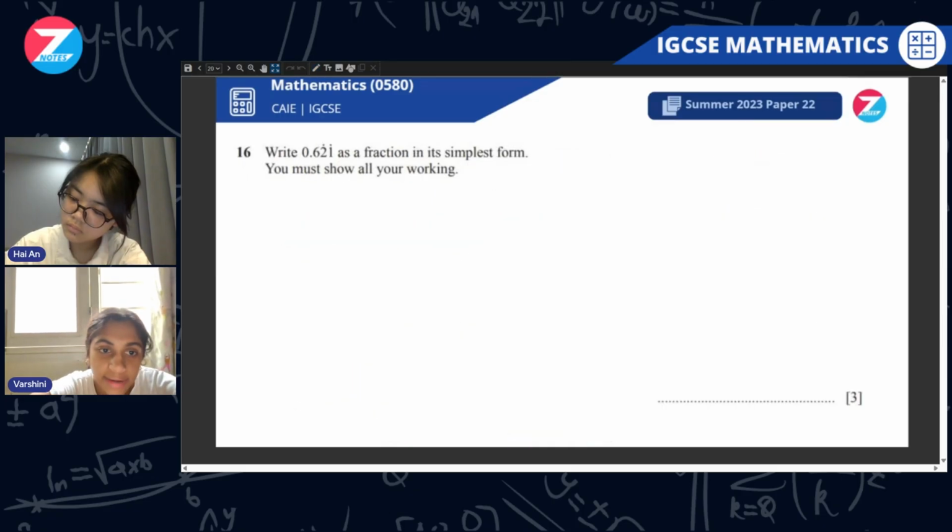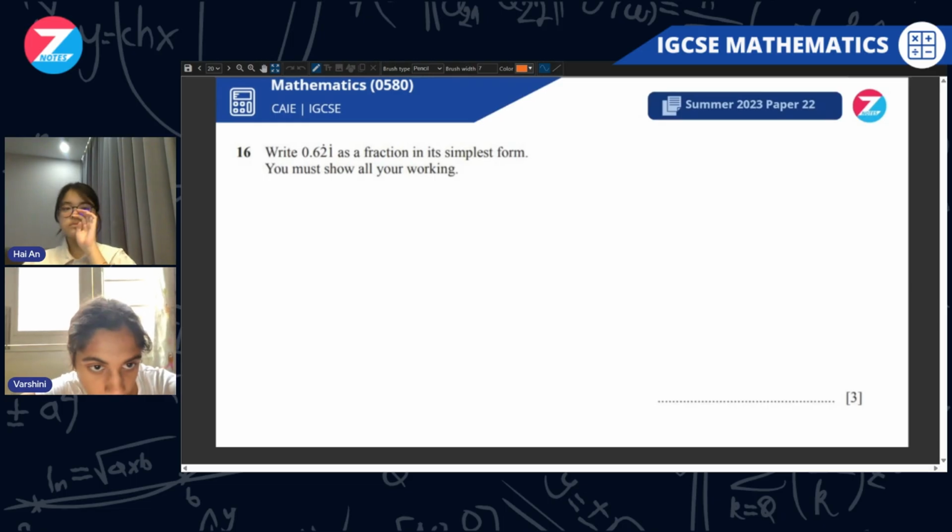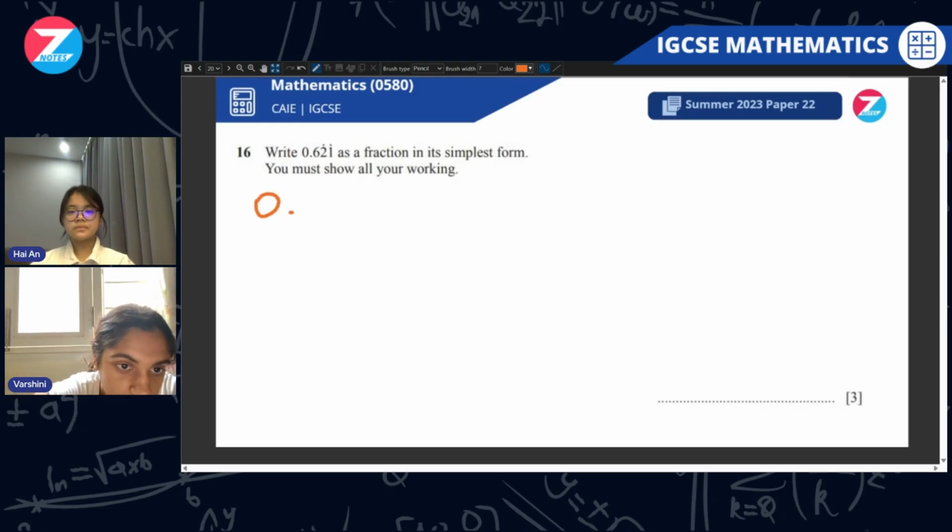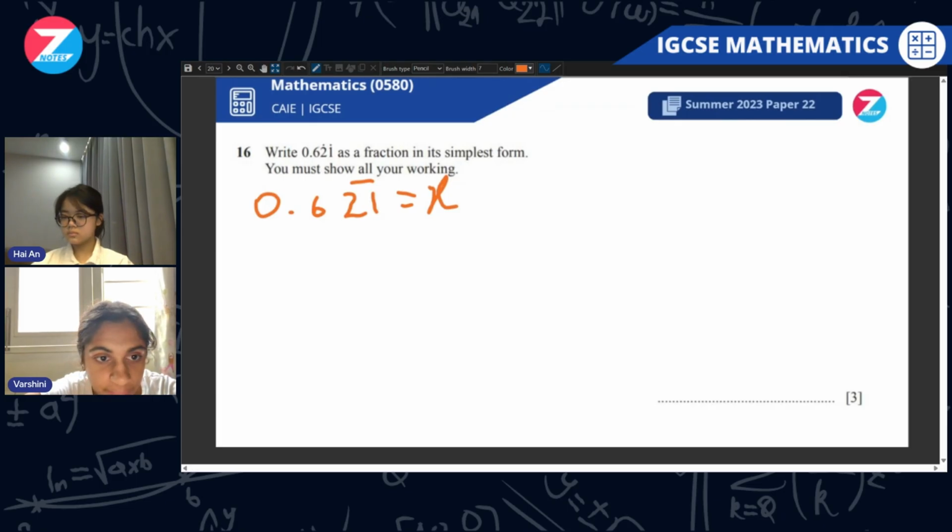Okay. Write 0.621 recurring as a fraction in its simplest form. You must show all your working. And 2 and 1, we can see over here, are the repeating numbers with the dots on top. Okay, so first of all, let's take 0.621 with these two being repeating as x. So first, let's get the non-repeating side of the number on the other side of the decimal. So we're going to have to multiply that by 10, to bring the decimal point over here.